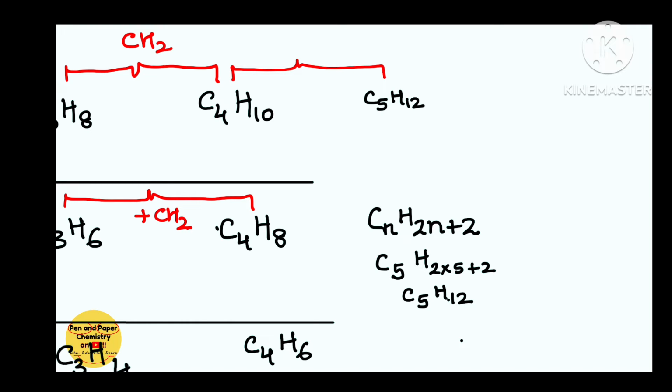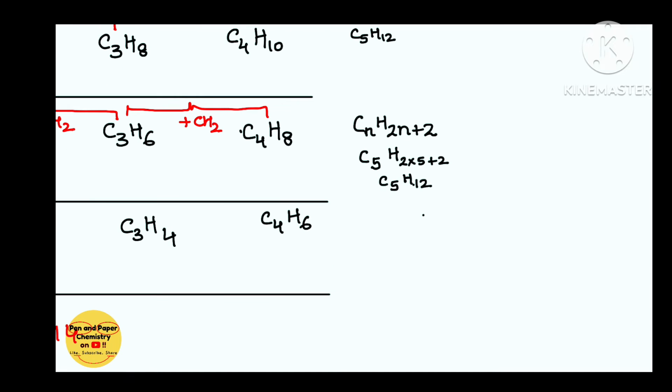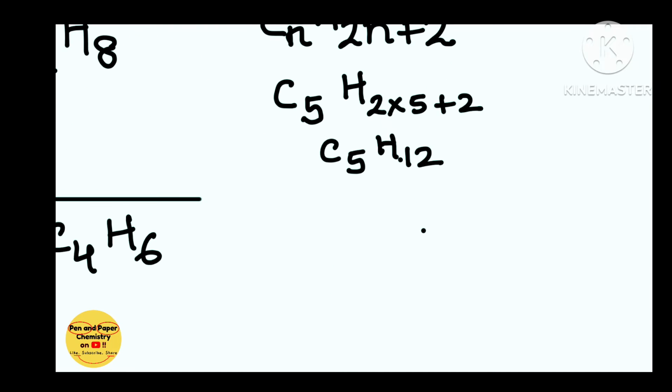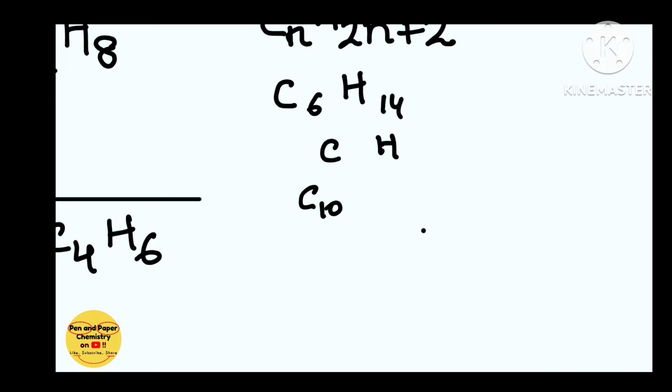There you go. Okay, can you give me the sixth member in the series? Go ahead, give it a try. First, try with the formula. Let's put the value of n as 6 over here. C6, what will you get H as? Absolutely right, C6H14. Okay, try C10. How many hydrogen will you get? Lovely, it's 22. I hope my calculations are right. Yes, 22. Okay, try the 100th member in the series. Yes, that is 202. Isn't it easy?